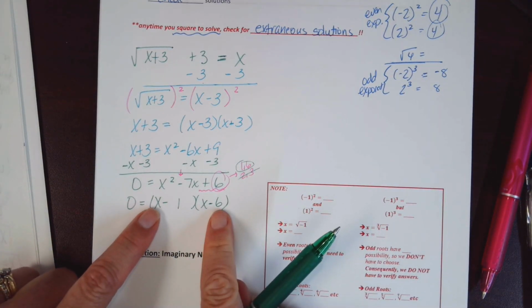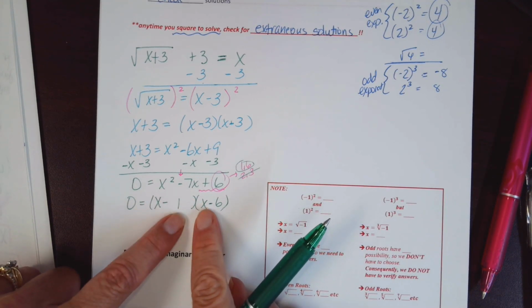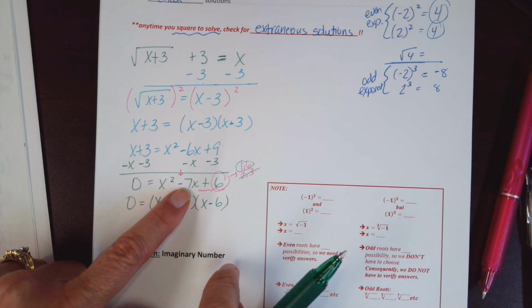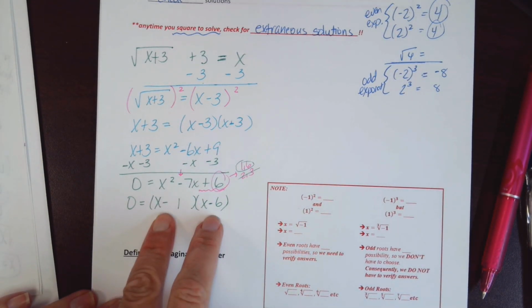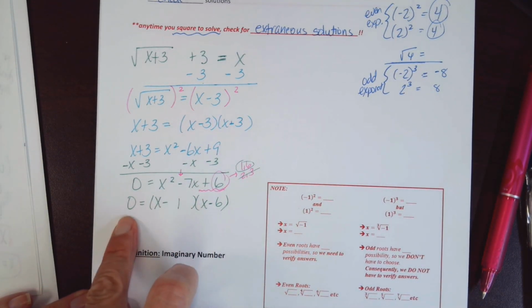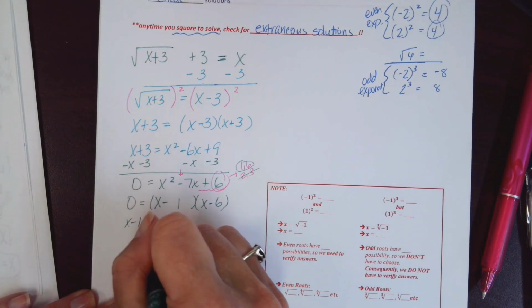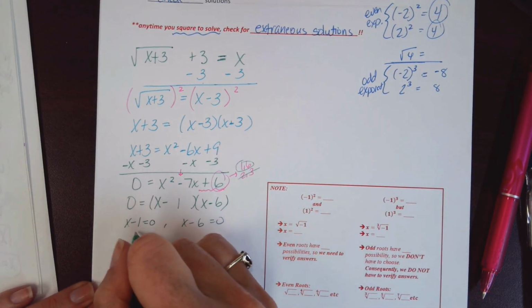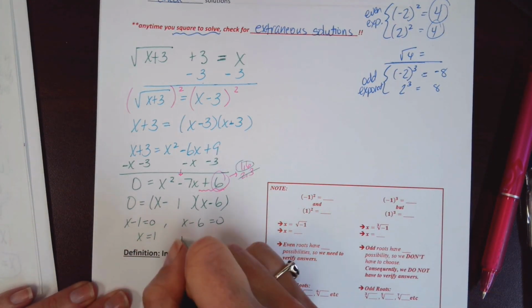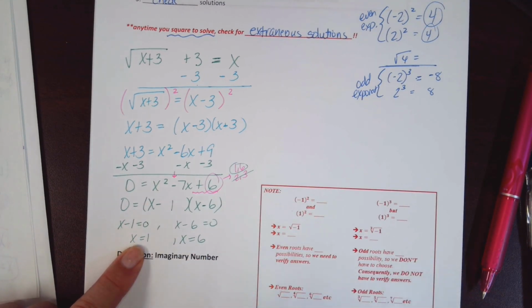Check my progress, make sure it works. Outside product is negative 6x, inside product is negative 1x. That gives me that negative 7x in the middle. Now I'm saying if I multiply both of these together and I get 0, then my zero factor property says that I set them each equal to 0 to see what would make that happen. Opposite operation, I get proposed solutions of 1 and 6.